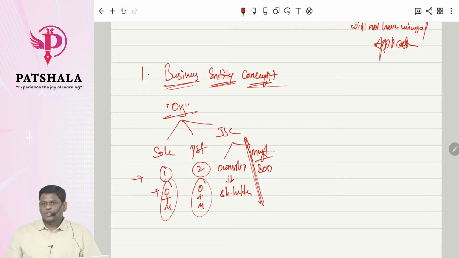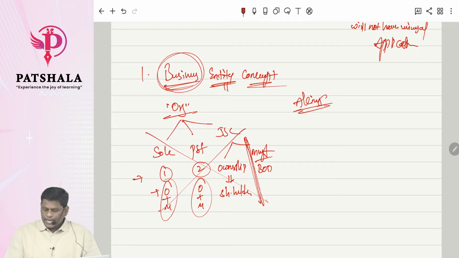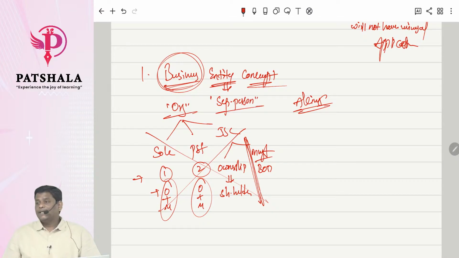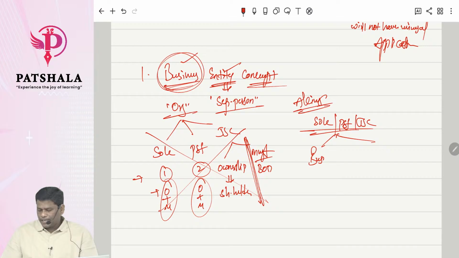This is theory. In commerce you will read this commerce theory. Okay? In accounts we don't have all this. When it comes to accounting, what it says is business entity means separate person. Business should be viewed as a separate person from that of the businessman. Whether you are a sole trader, a partnership firm or a joint stock company, business is separate, businessman is separate. You should separate both.